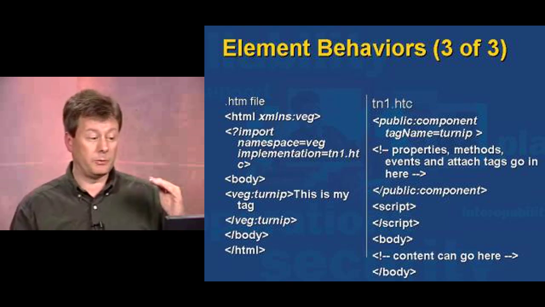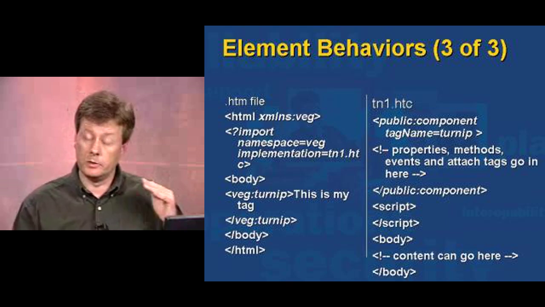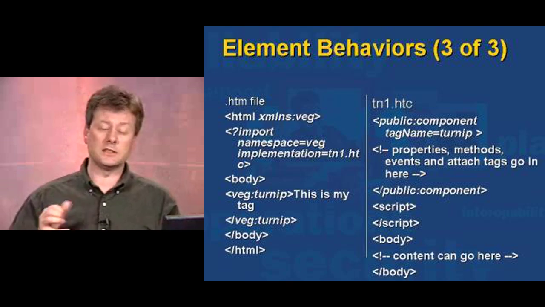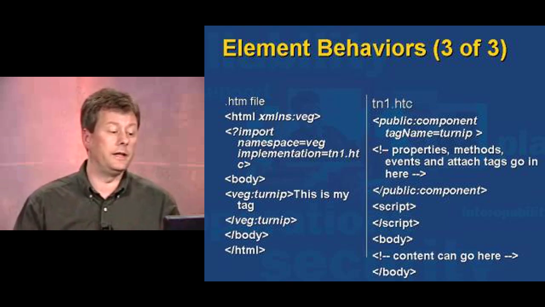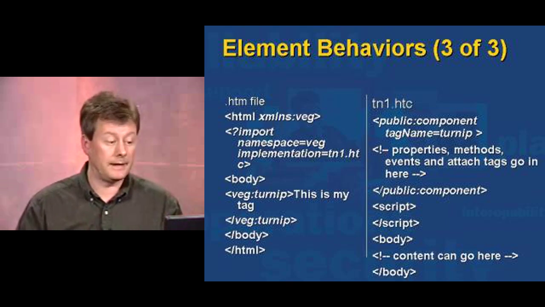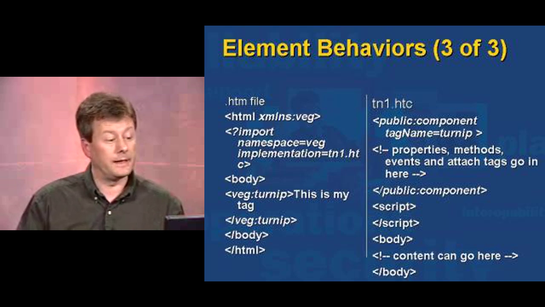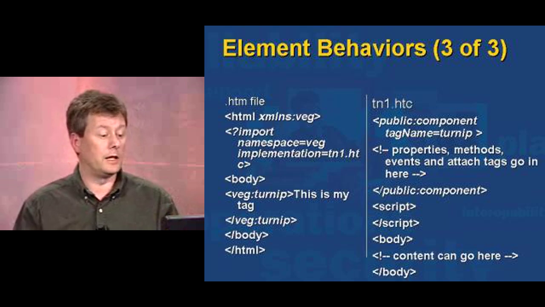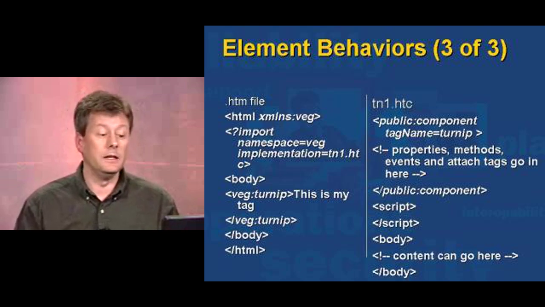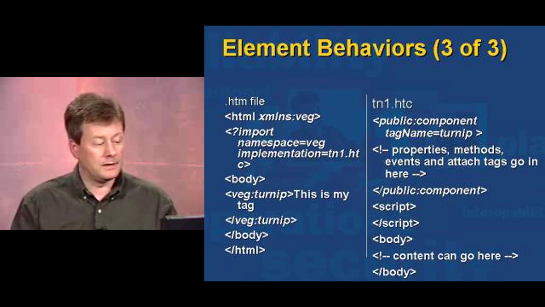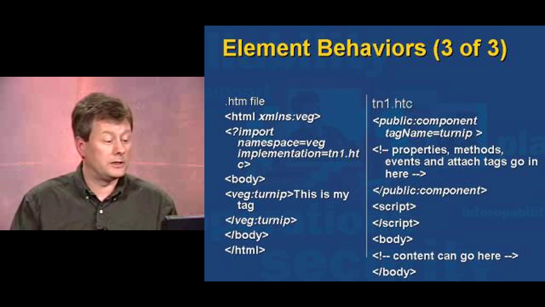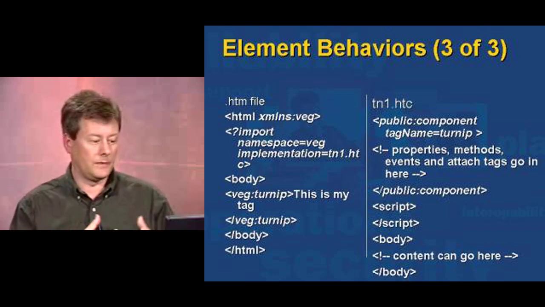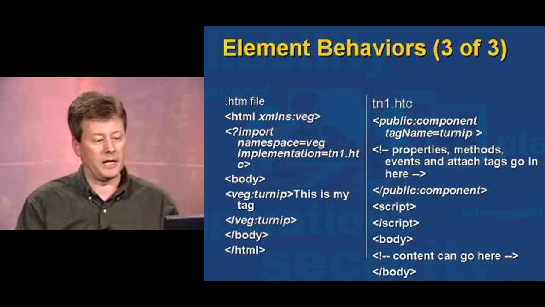At this stage, when we hit the import processing instruction, we stop parsing the document and we fetch the behavior so that we're sure that it's available for instantiation immediately when we need it for the resulting tags. And in this case, we're saying that for the namespace of veg, there's an implementation file which is tn1.htc, an HTML component. And then subsequently, we use the veg::turnip tag to actually invoke this particular behavior.